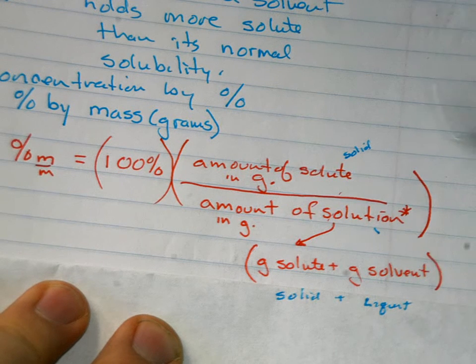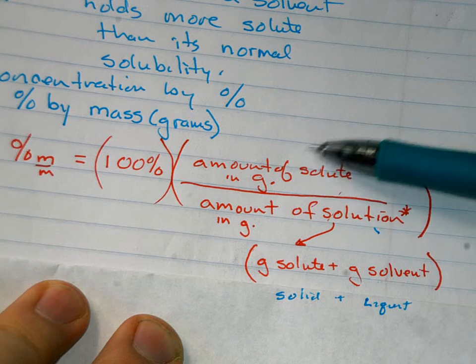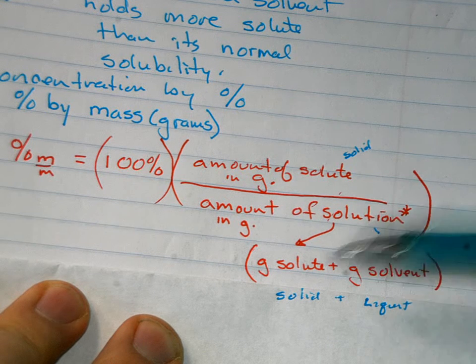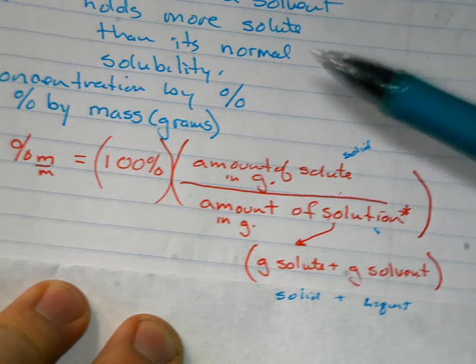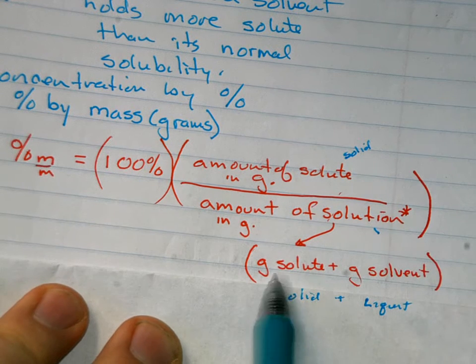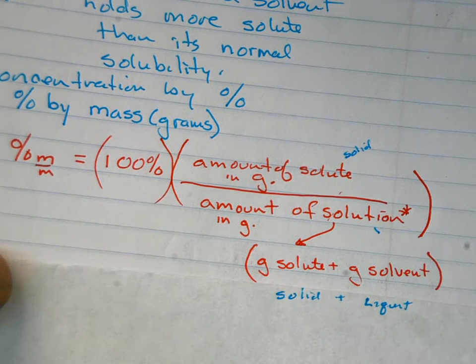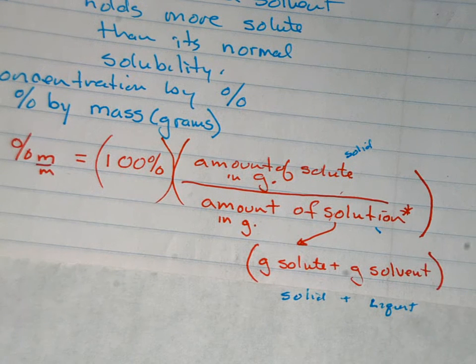Other times we may tell you you've got 25 grams of solute in 100 grams of total solution. Figure out something else. So that's some of the terms that may come up. But you need to make sure you know that the solution is the grams of solute and the grams of solvent.